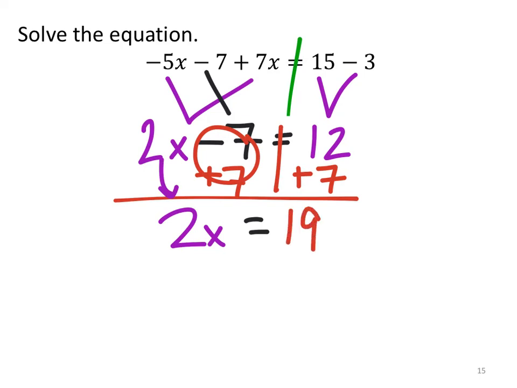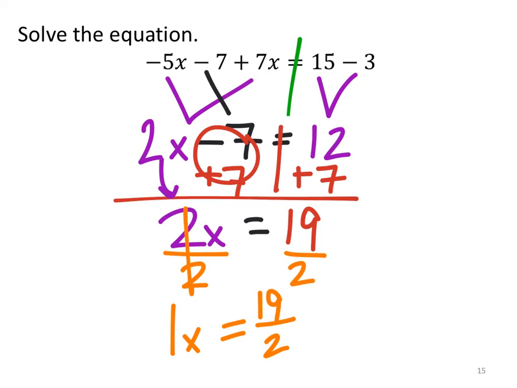Now we've reached the one-step equation point where I've got to divide both sides by the coefficient in order to make 1x. 1x in this case equals 19 halves, which would be 9.5 it looks like. But again, I should check this in my calculator, right? So I'm gonna plug this in, negative 5x, well not x, 19 times 19 over 2, minus 7 plus 7 times 19 over 2. And it gave me 12, and we've already seen that 15 minus 3 is 12. I feel pretty confident about doing that one in my head. So it looks like our final answer is actually 19 over 2.